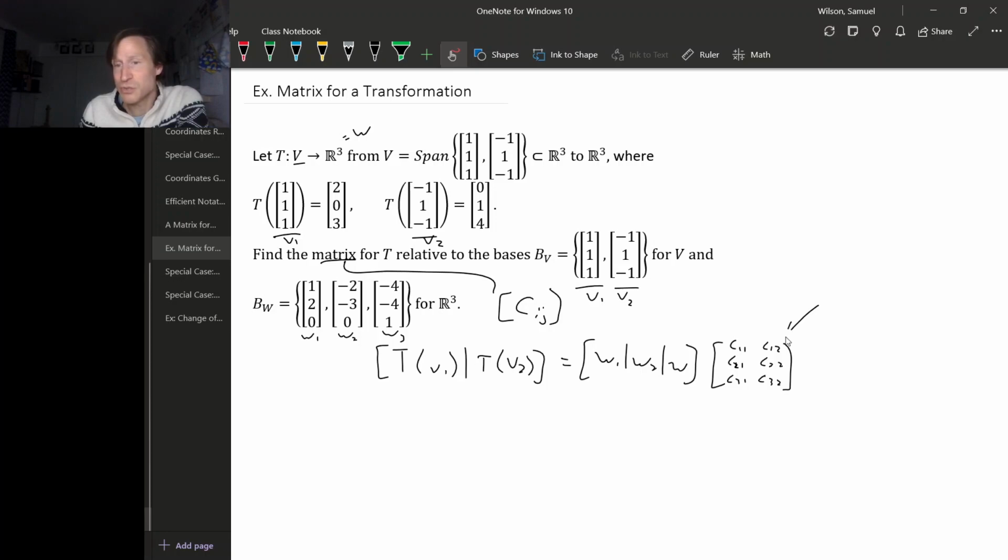So we get this matrix equation. We just need to solve this matrix equation. This is going to be doable because this matrix right here with the W's in it, this is 3 by 3, and since the W's are linearly independent, this matrix is going to be invertible. So we can find the inverse and then use that to solve this equation. All right, so let's just write this equation down explicitly. T of V1 is given up here, so that's 2, 0, 3. T of V2 is 0, 1, 4.